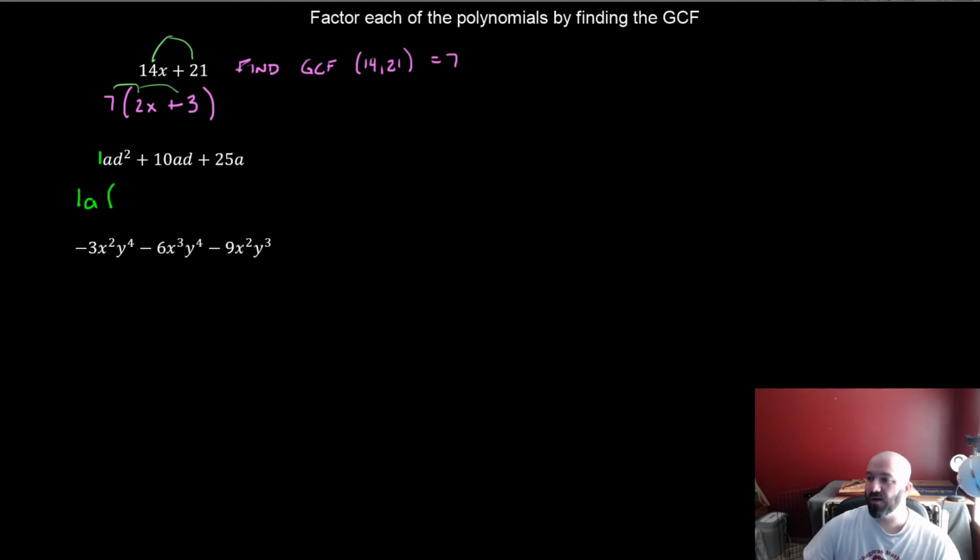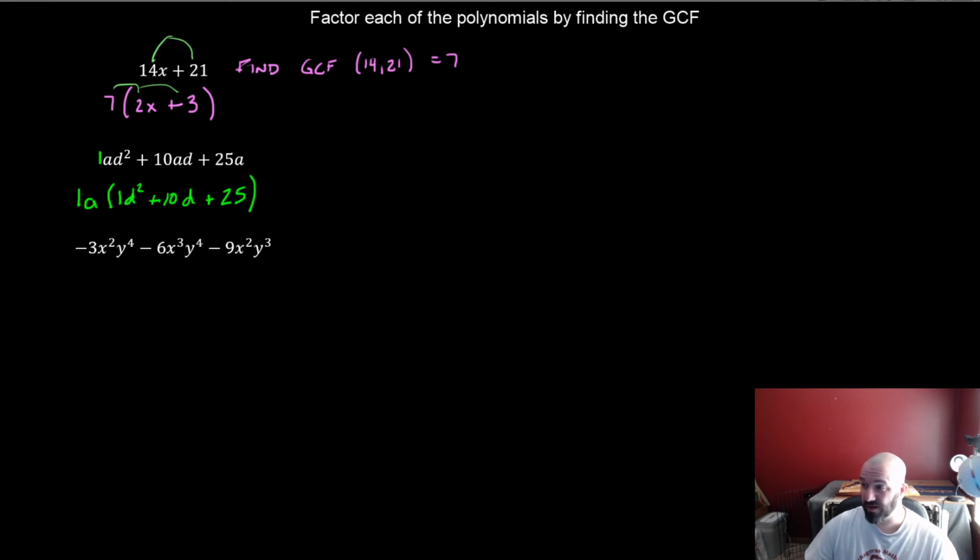So I pull this out and I put in my parentheses. Anything divided by itself is just 1. So 1 divided by 1 is 1. A divided by A is 1. That leaves me with a D squared. There you go. Positive 10 divided by 1 is a positive 10. A divided by A cancels, and I'm left with a D. And the last one is 25 divided by 1 is 25. A divided by A cancels out, and I'm not left with anything.